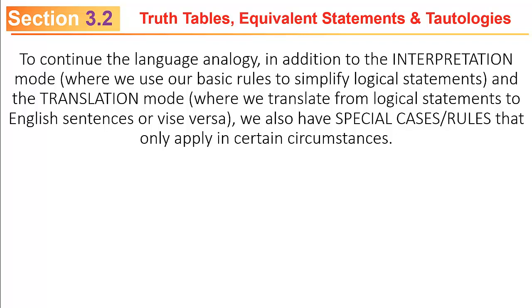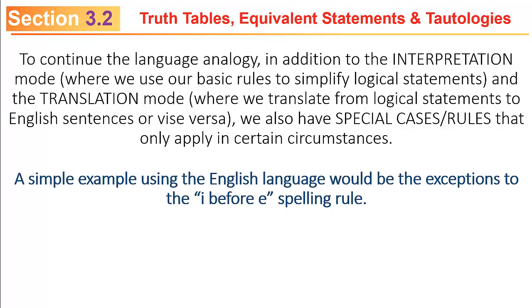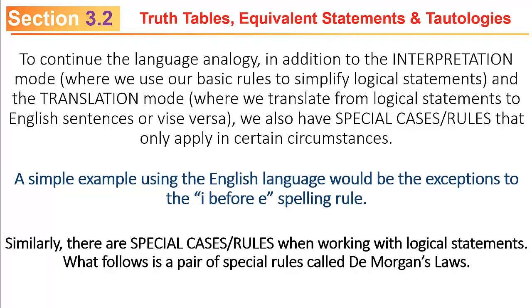To continue the language analogy, in addition to that interpretation mode where we use our basic rules to simplify logical statements, and something called the translation mode, which is nothing more than translating from logical statements to English sentences or vice versa, we also have special cases or rules, just like you have in English, that apply only in certain circumstances. For example, the I before E spelling rule in English. This sort of corresponds to it. There are similarly special cases or rules when you're working with logical statements, and one pair of special rules is called De Morgan's laws.